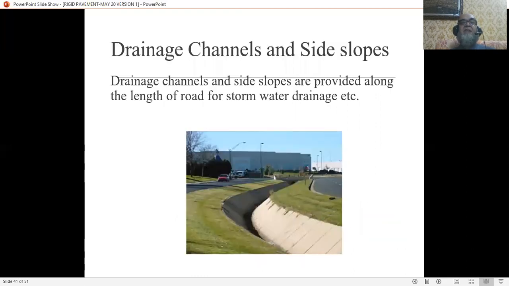So we stop here. We'll discuss the drainage channels and side slopes in the next set. Hope you have understood the concept of the rigid pavement and the concept about highway drainage. This was lecture 5, and in lecture 6, inshallah, we'll discuss more topics on highway drainage.